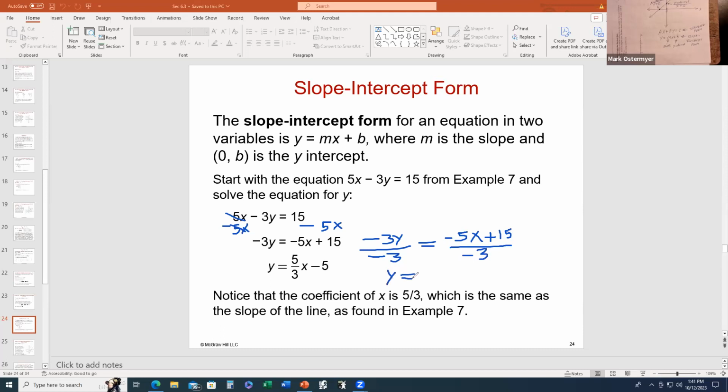And look at the right side, I can split this up. I can put the -5 over the -3. It's legal to do this. -5 over -3 times x plus, and then I can put the 15 over the -3. It's legal to split this up like this. Hey, what's another name for -5 over -3? Do you agree it's positive 5/3? What's another name for -5 divided by -3?